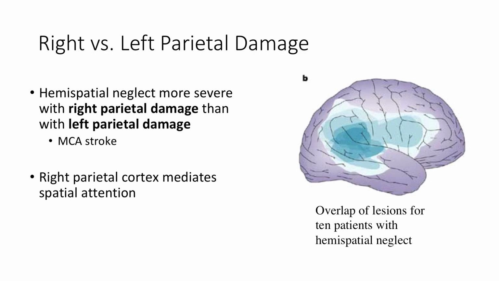So it's higher processes that are interrupted. Hemispatial neglect is more severe with damage to the right parietal cortex compared to the left side. So it has to do something with the right parietal cortex. Here you see a picture of overlap of lesions for 10 patients with hemispatial neglect, and it's all on the right side by the parietal cortex. Neglect like this is often produced by a massive stroke in the MCA, or the middle cerebral artery. So this suggests that the right parietal cortex mediates spatial attention for both of our sides.